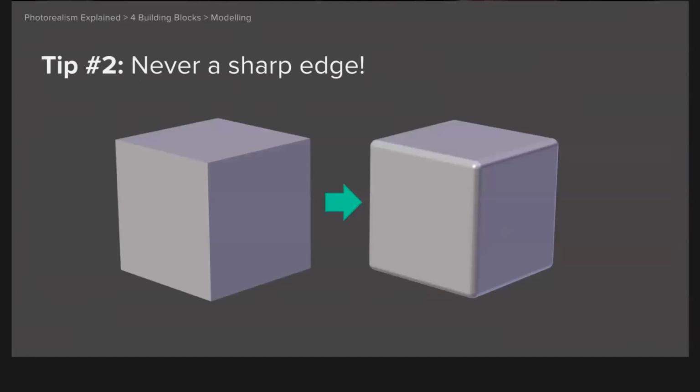Tip number 2, never a sharp edge. In real life, 90-degree angles, 90-degree edges do not exist actually. Everything has a bevel, even microscopical, like the razor, for example. You might think it's very sharp, but if you look at it under a microscope, you're gonna see a slight edge because everything has a bevel.